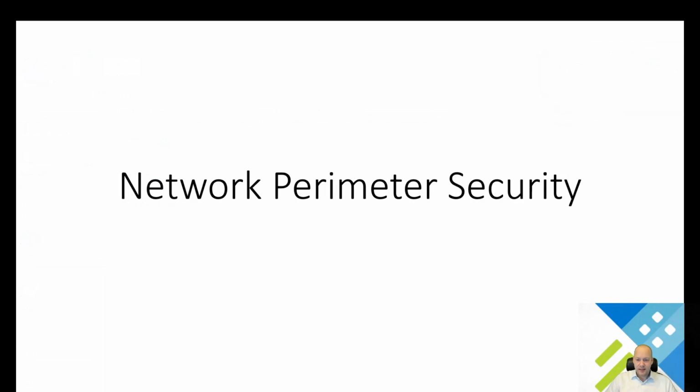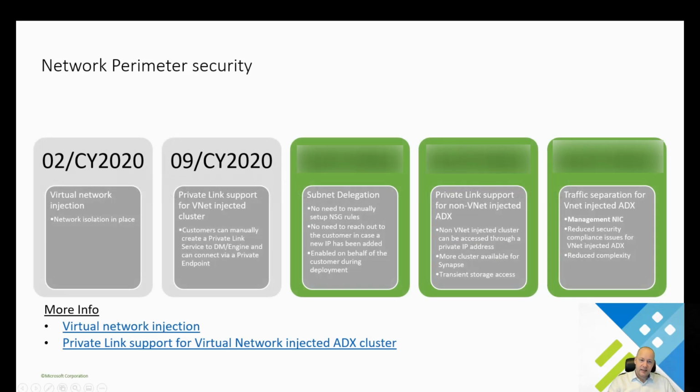Let's continue with our next very exciting topic, which is called network perimeter security. This one is actually key to the strategy of many big enterprises on their way to the cloud. So let's see what we did so far here. We started with our journey in network perimeter security sometime at the beginning of 2020, where we released a feature which is called virtual network injection.